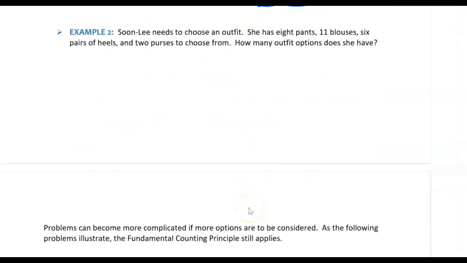Example 2. Soon Lee needs to choose an outfit. She has 8 pants, 11 blouses, 6 pairs of heels, and 2 purses to choose from. How many outfit options does she have?